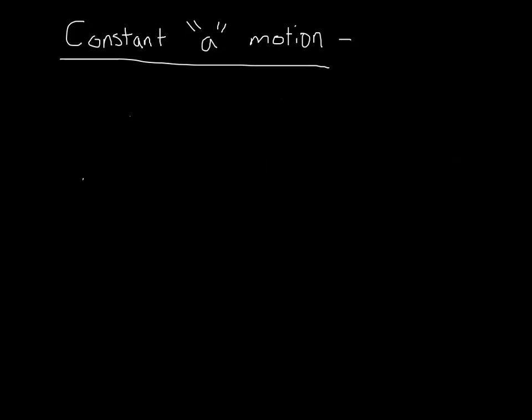A lot of the problems that we're going to work are going to involve constant a motion, constant acceleration. This doesn't mean that acceleration is 0, it just means acceleration is a specific number. And if we have constantly accelerating motion, we have 3 very useful equations. First, velocity at some final time is going to be equal to velocity at some initial time plus a times the change in time. I'm going to alter these a little bit from what you see in your book.